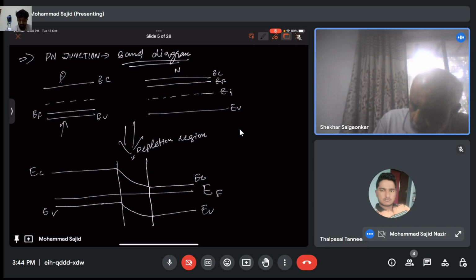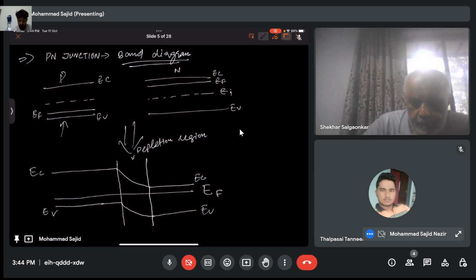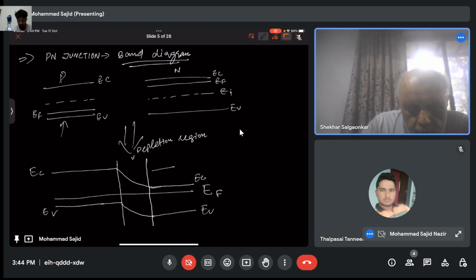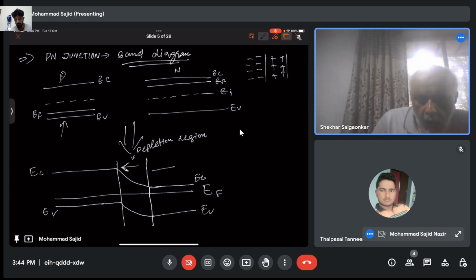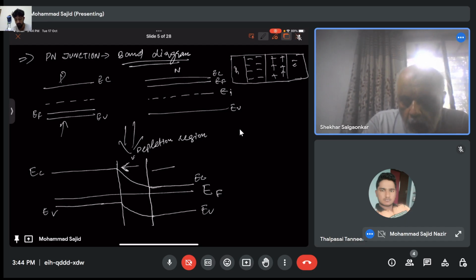Electric field is always in the direction of increasing energy level. So where is the increasing energy level? From this side to this side. So in this region you will find that the electric field is in this direction, like we saw in the previous diagram, when we had the buildup of positive charge here and negative charge there. Electrons, these are holes.